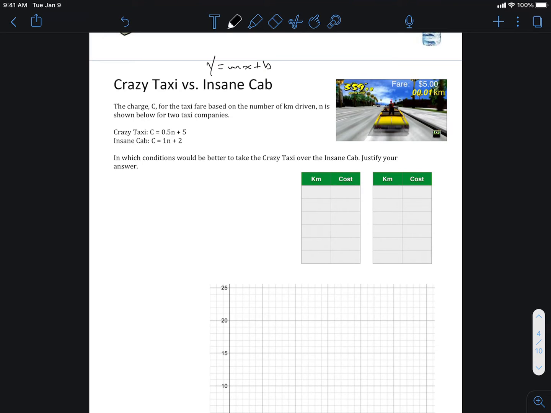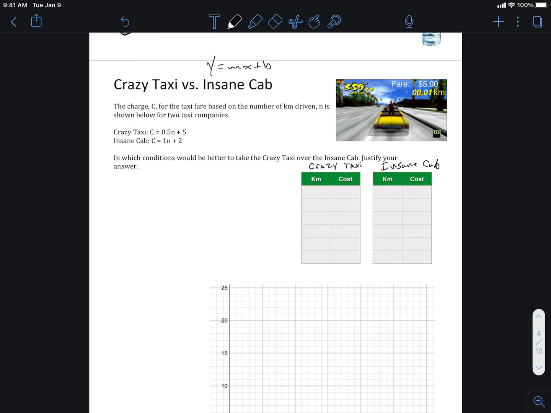Okay, so you can label each of these tables. And you guys are just watching right now, I suppose. You're not necessarily printed this off already, but you can watch. I'll record this, and then you guys can fill it out again after if you like. We'll put Crazy Taxi here in this table, and then we'll put Insane Cab over here.